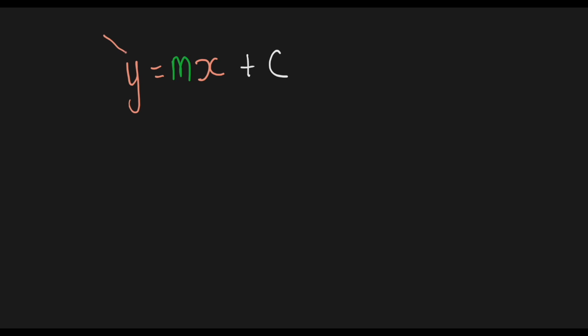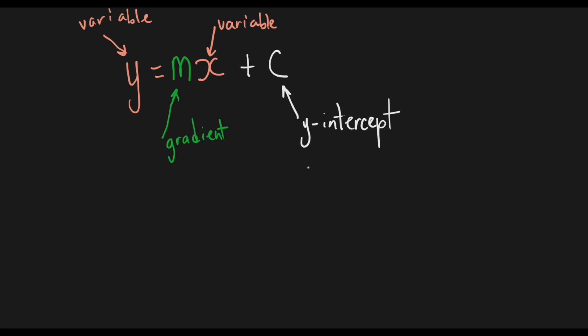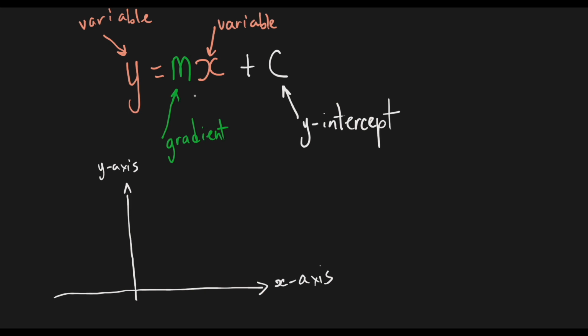So y and x, these are variables. Now the m represents a constant, and this constant specifically refers to the gradient, and the c refers to the y-intercept. So the question is, what do these two things represent specifically? So if we were to have an xy coordinate graph, this is the y-axis and this here is the x-axis.